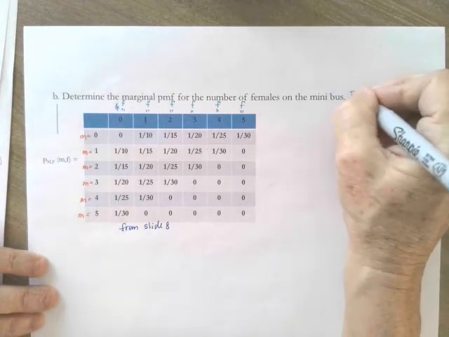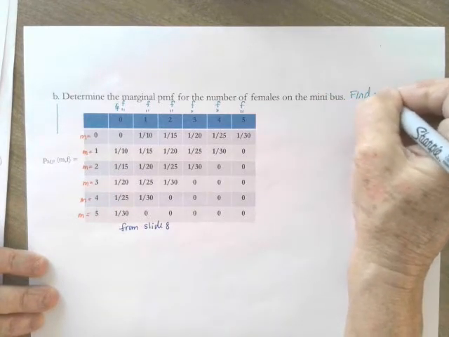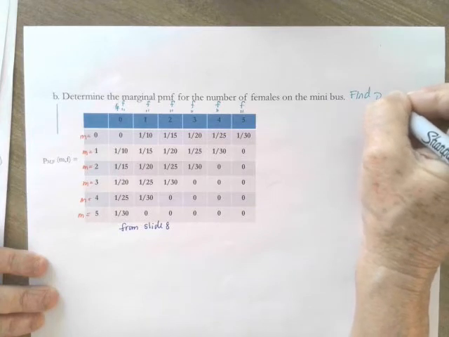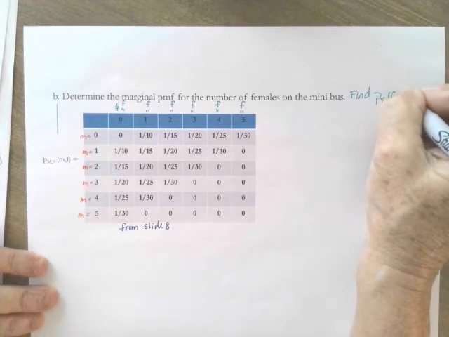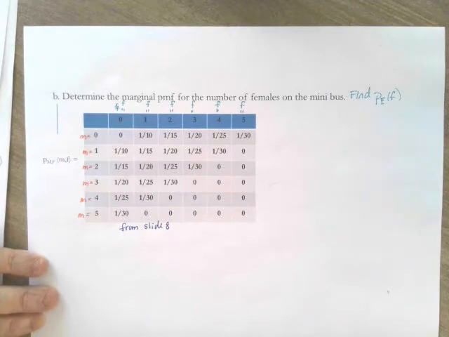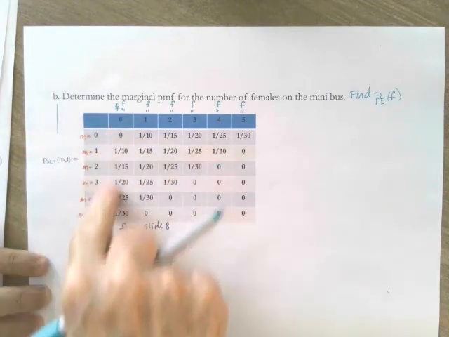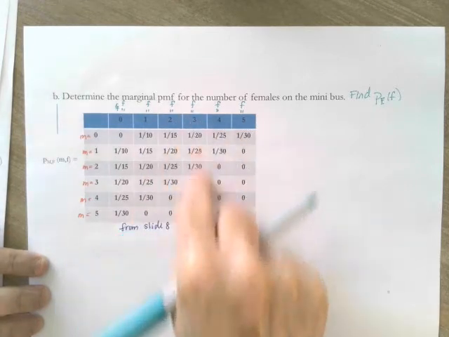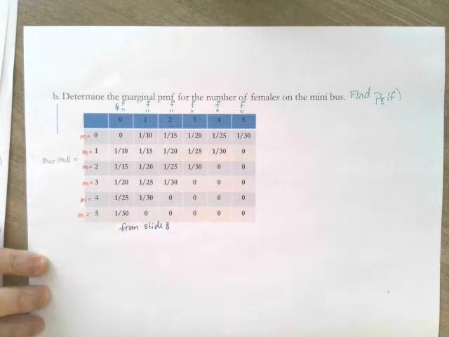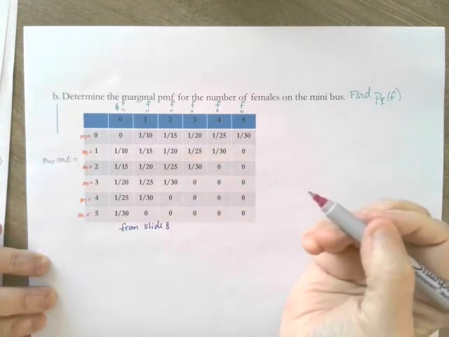Well, this is what they want. Find the PMF for the number of females. That's it. That's what they want. And so we know that we can get that by just summing over all of the possibilities of M in combination with F. So let me take just one example here because I think this is a pretty easy part of the problem.